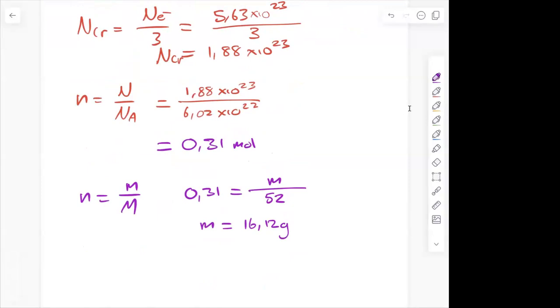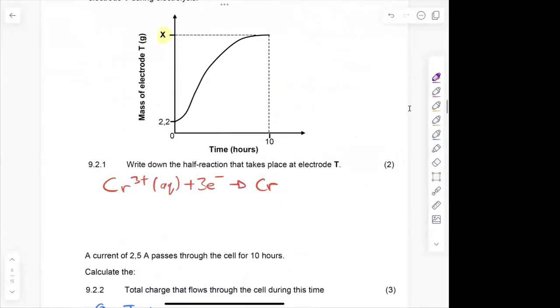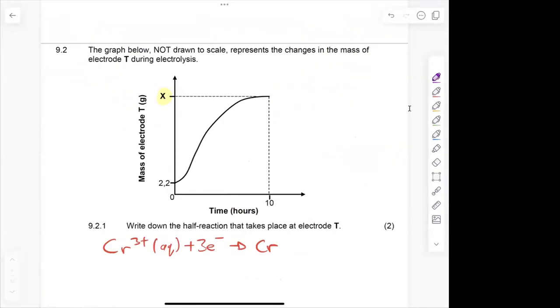So that's what was deposited. Now they want the full mass X, because what we just calculated, don't forget, we didn't calculate the full mass. We just calculated this change here. That is the answer that we got if I call it Y.